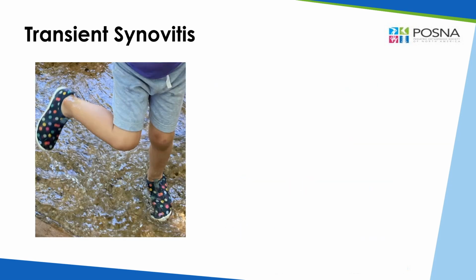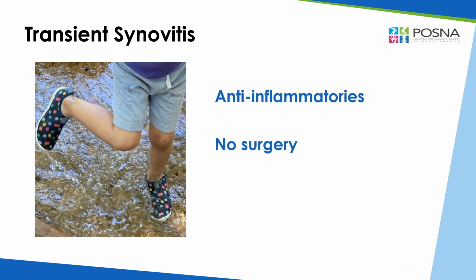Transient synovitis typically gets better with anti-inflammatories like ibuprofen and does not need surgery. The pain is typically better in a couple days, but can take a couple weeks to improve. Transient synovitis often happens after a child has a respiratory virus like a cough, sore throat, or even a runny nose.